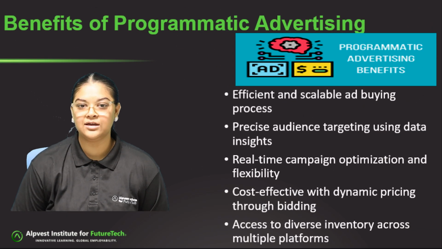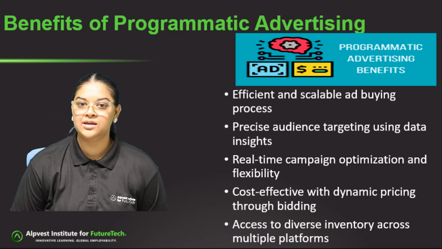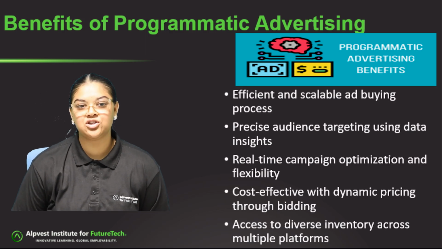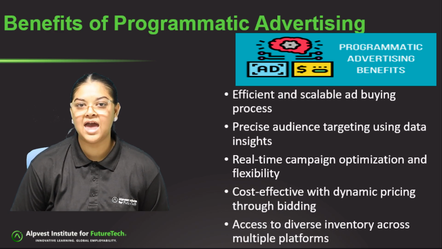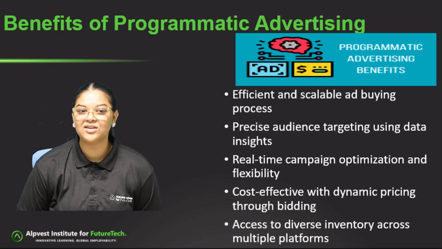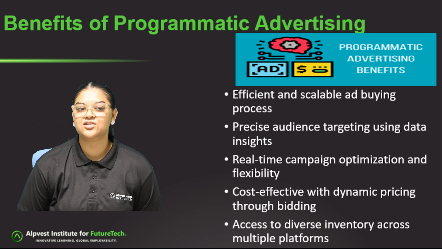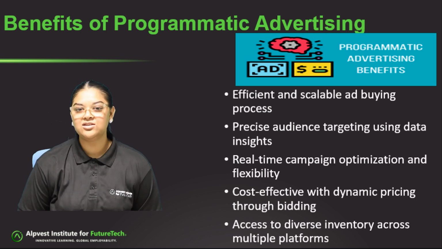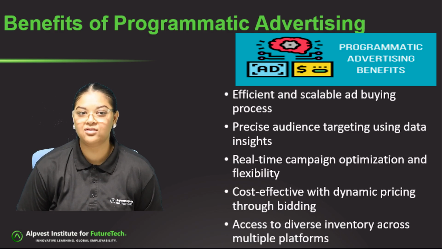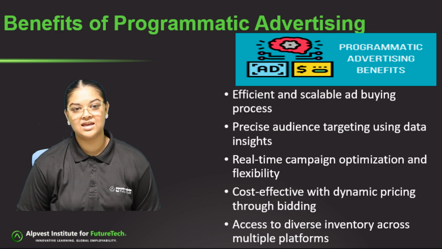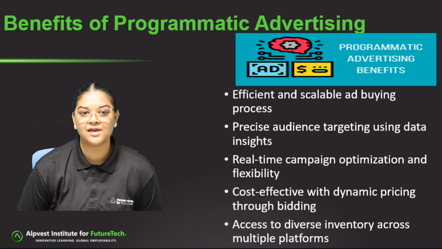Programmatic advertising offers several major benefits, including speed, scale, precision, and flexibility. Because the process is automated, advertisers can purchase ad space much more efficiently than through traditional manual methods. Audience targeting becomes more precise because campaigns can use behavioral, demographic, and contextual data to reach specific users.